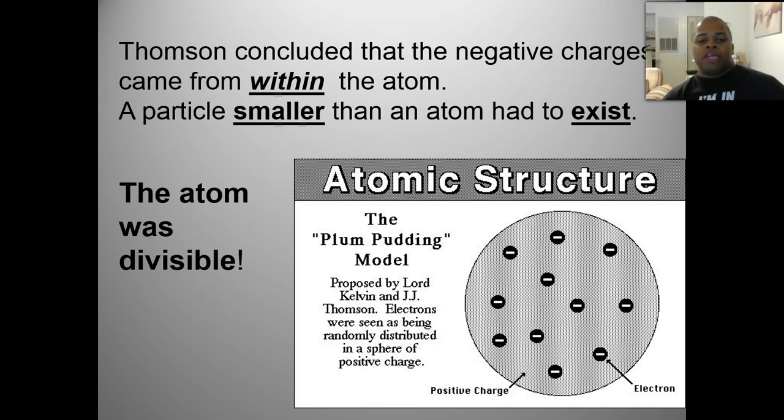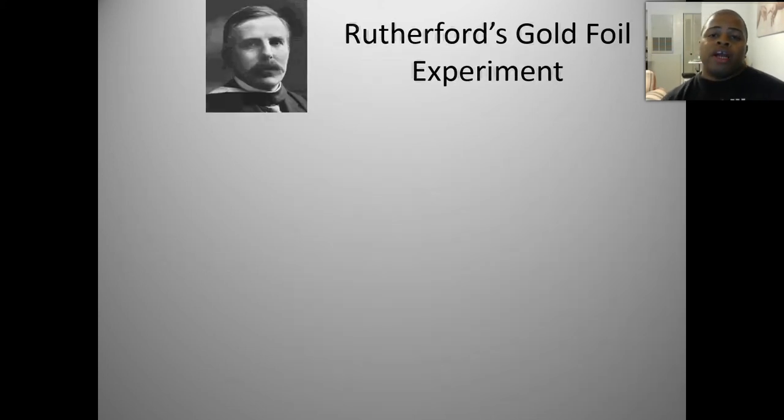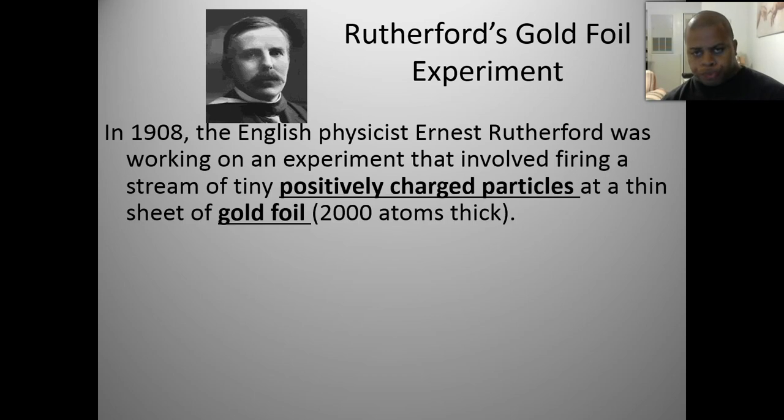So if we go back to the beginning, we had just a ball, this indivisible little piece of matter. Now we're starting to see that it actually is divisible, and there are these electrons that are floating around inside somewhere. Now, taking a step further, we're now going to go to Ernest Rutherford.